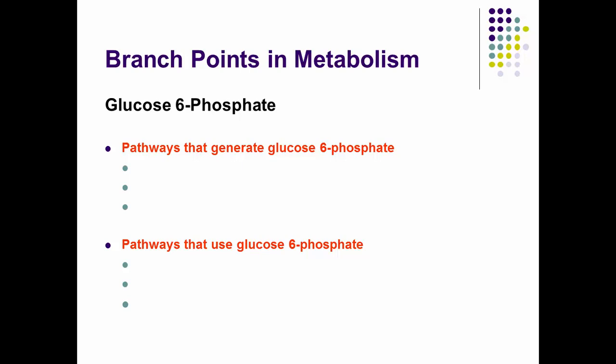So now let's talk about glucose 6-phosphate. Try to remember which pathways can generate glucose 6-phosphate. The liver can phosphorylate it. Yeah, so glycolysis, right? This is the first reaction. Glucose can be phosphorylated to glucose 6-phosphate.